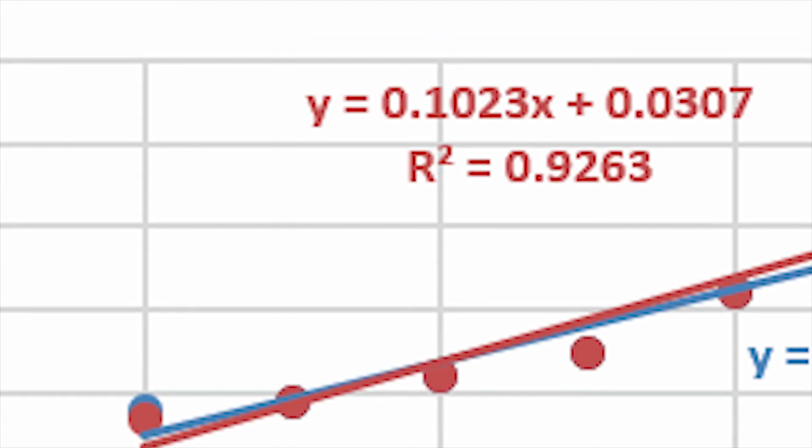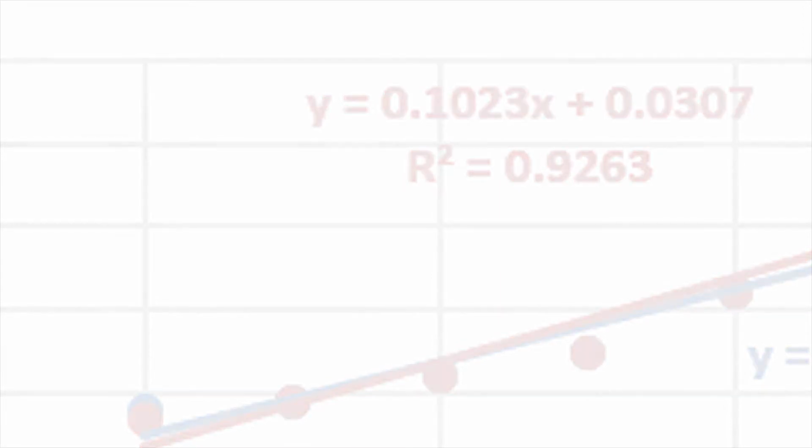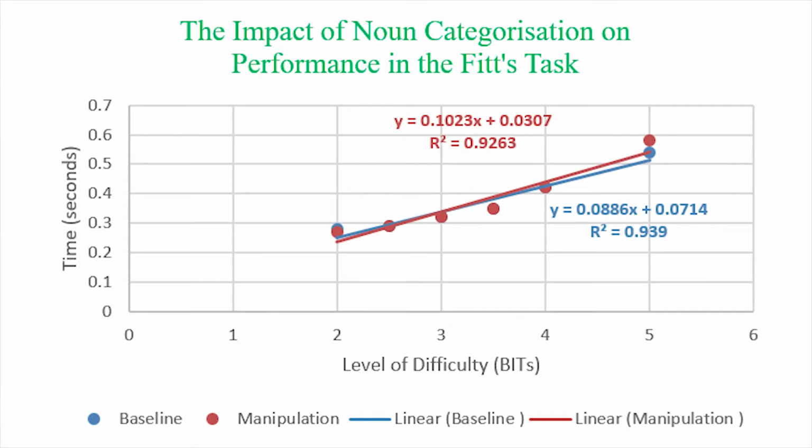The manipulation slope of 0.1023 again illustrated a positive increase rate with an intercept of 0.0307. The results from the R-squared value implied that 93% of the variance in the data was accounted for by the linear regression. With the manipulation, it was predicted participant 4 would be able to process 9.48 bits of information per second, which is in alignment with the current research.